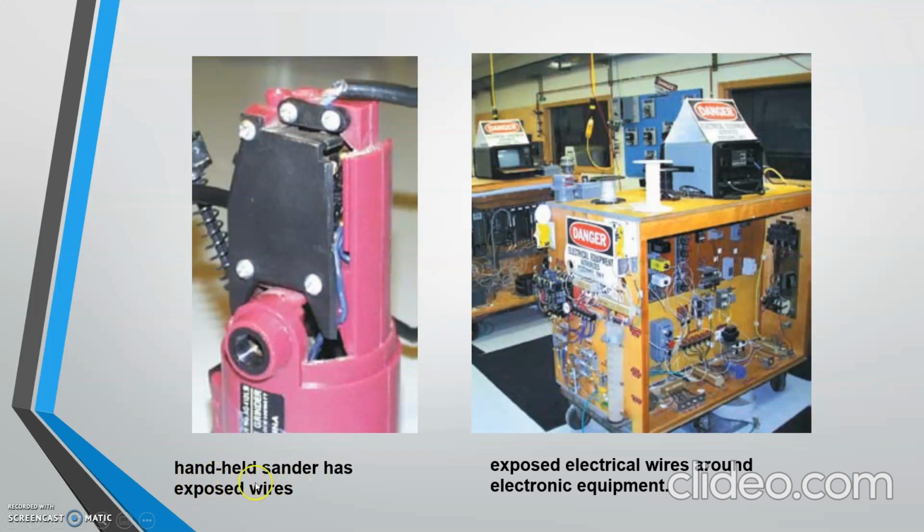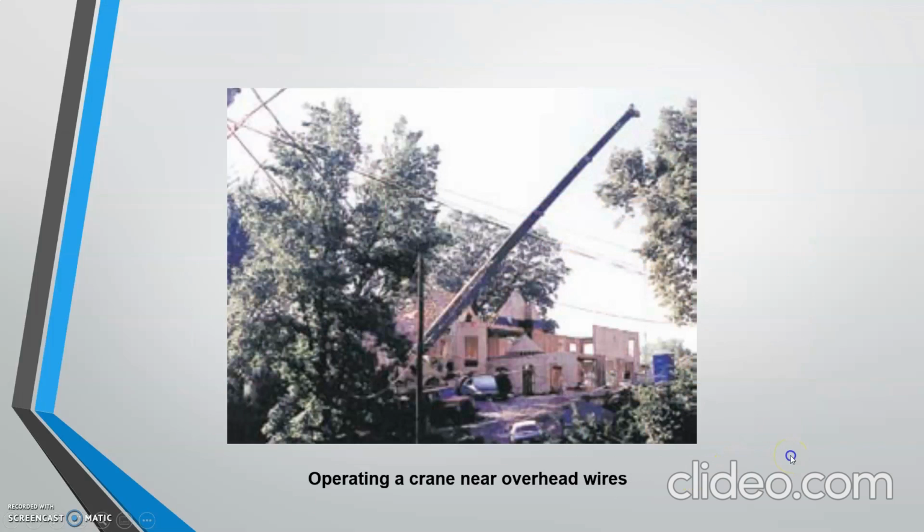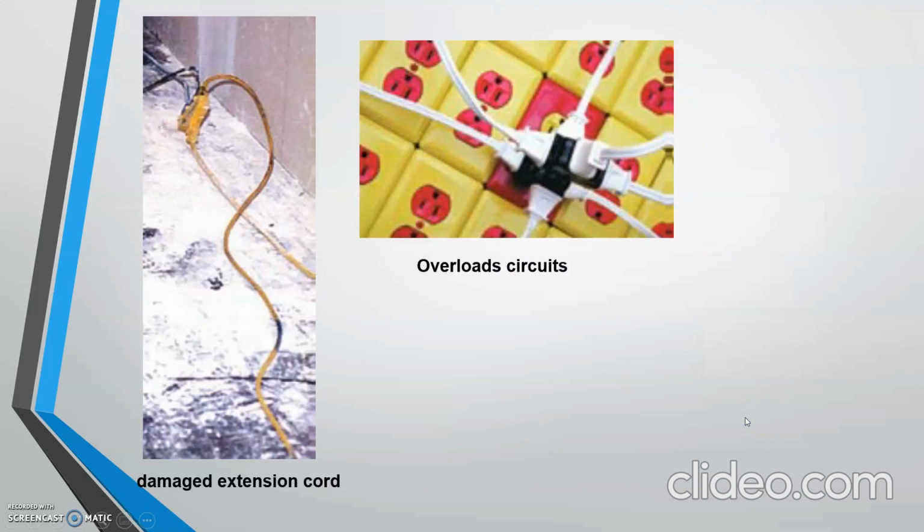Okay, here a handheld sander has exposed wire. This is exposed electrical wire around electronic equipment. This one is operating a crane near overhead wire. Okay, overloaded circuits and a damaged extension cord.